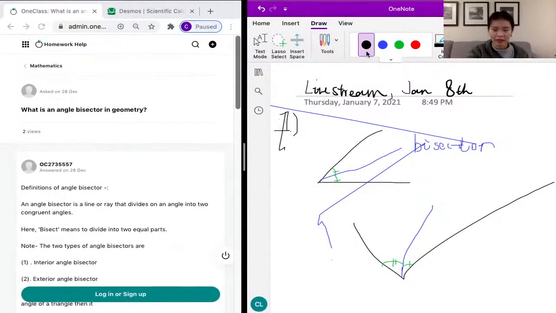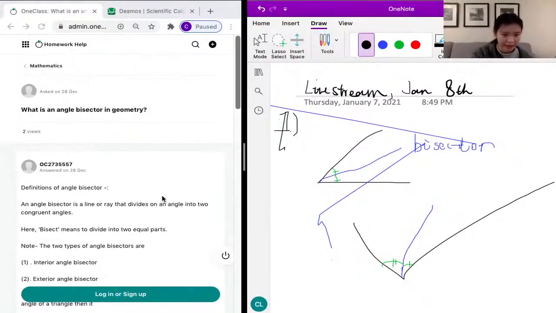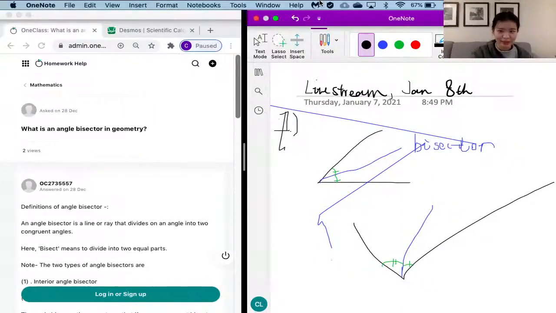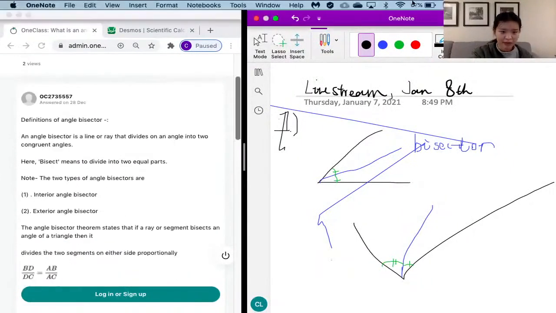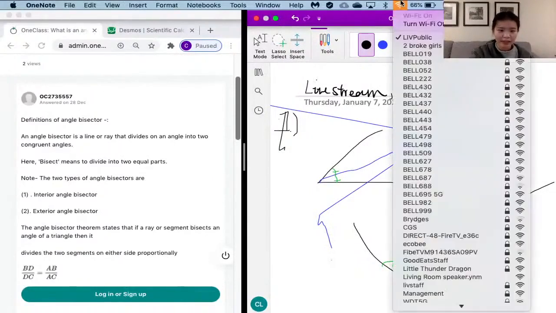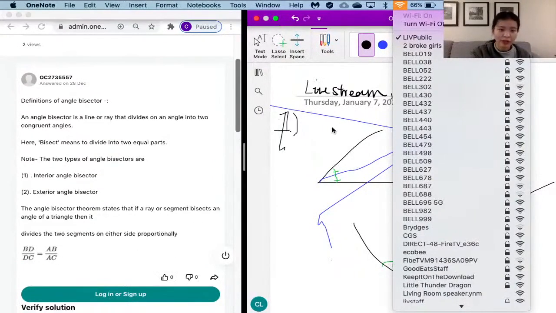Okay, and that concludes our first problem. And let's look at the sample solution over here on this side. The sample solution on this side just gives the definition of the angle bisector like we did. It's a line or a line segment or a ray that divides an angle into two congruent angles or two equal angles.